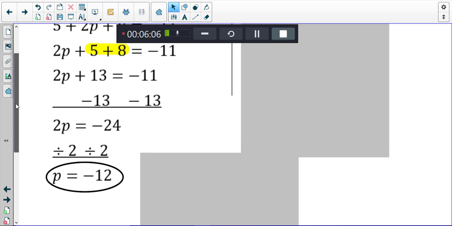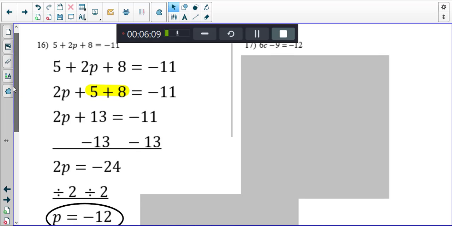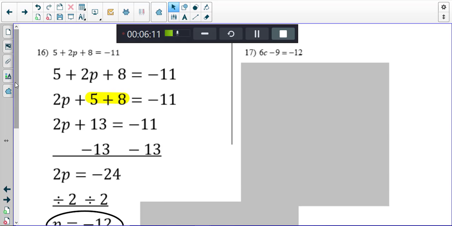Now our next question is not quite as complicated. There's no simplifying to do. However, number 17 is going to get us a decimal answer. So a lot of the problems that we've seen thus far, we've gotten whole number answers or integer answers. I want to show you that we can also get decimals or fractions.